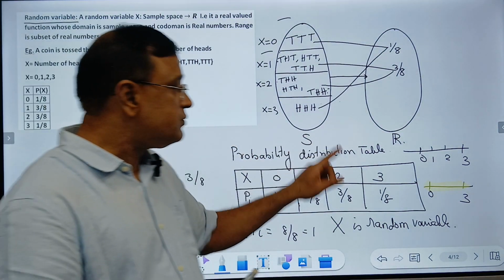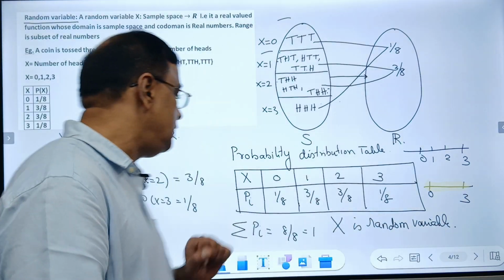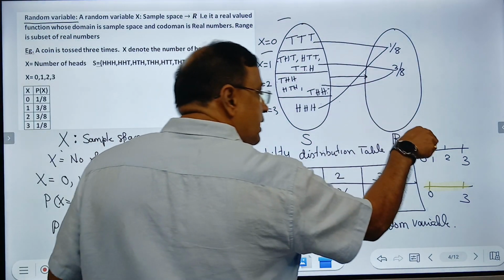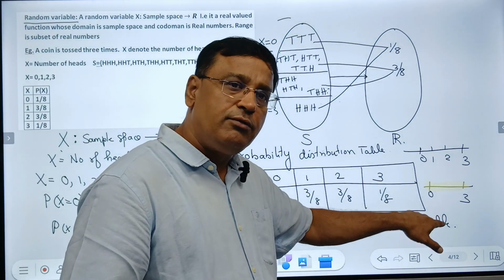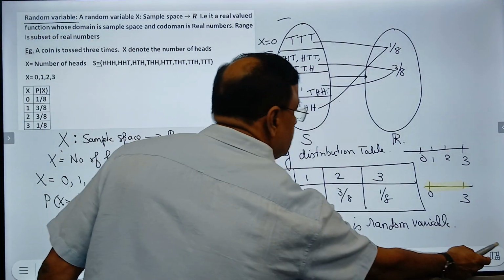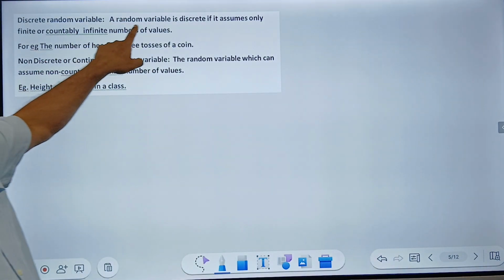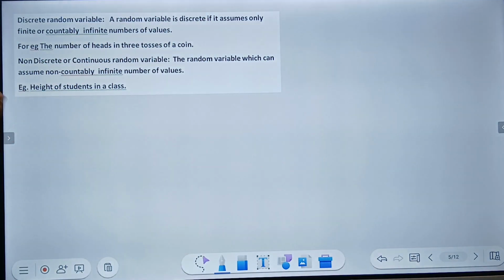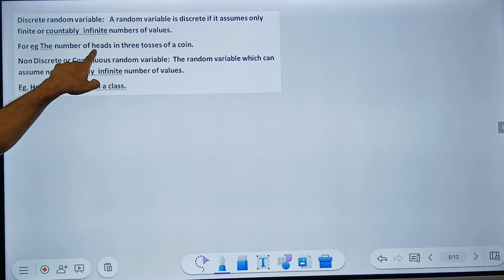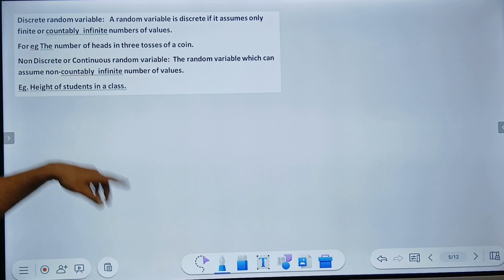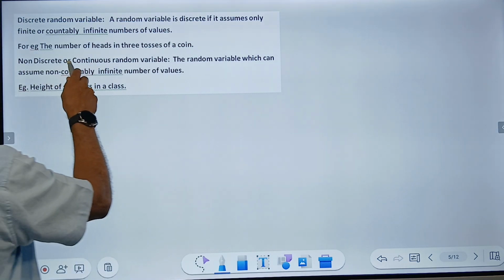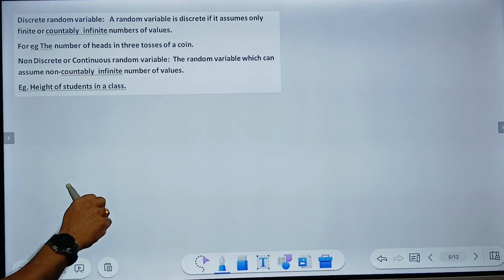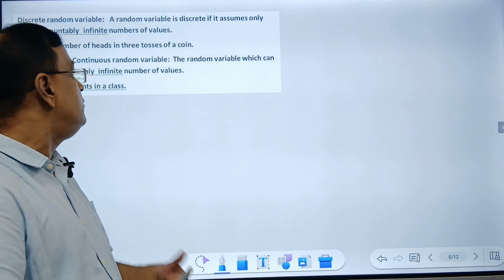So we are first going to deal with discrete random variables. After dealing with discrete random variables, finally we go for continuous random variables. This is a little different from this. That's what I mentioned here. A random variable is discrete if it assumes only a finite or countably infinite number of values. For example, the number of heads. Just now I gave you the example. Non-discrete or continuous random variable assumes non-countable or infinite number of values.